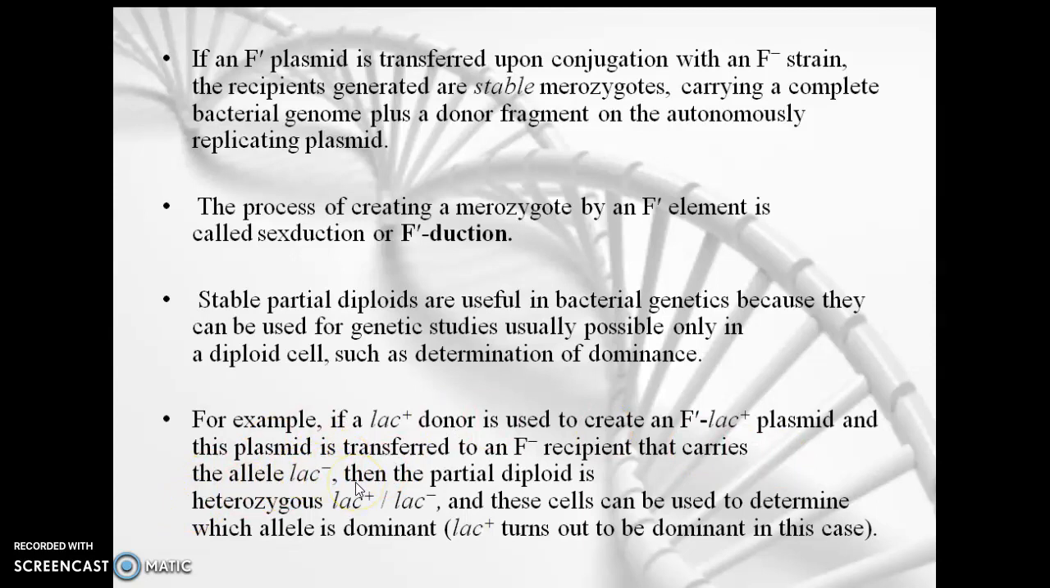And this partial diploid is heterozygous. That is, when this F prime LAC plus enters the F minus cell, it now contains a diploid condition in which it is heterozygous. That is, lac plus is there from the plasmid and lac minus from its own chromosomal genome. And these cells can be used to determine which allele is dominant. So this partial diploid condition can be used to determine which allele is dominant. And in our studies, it has been shown that lac plus turns out to be dominant.